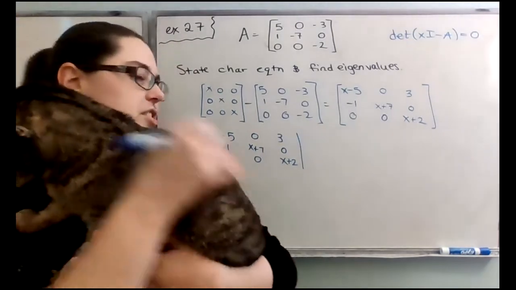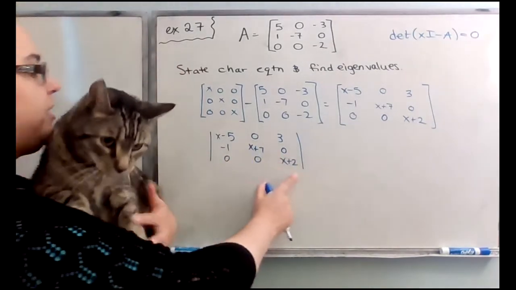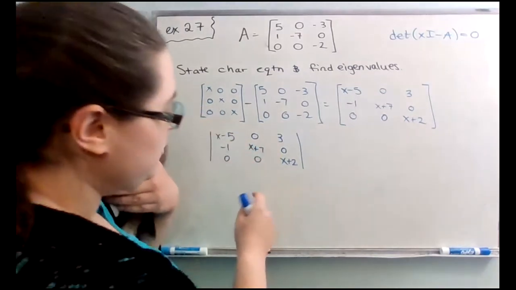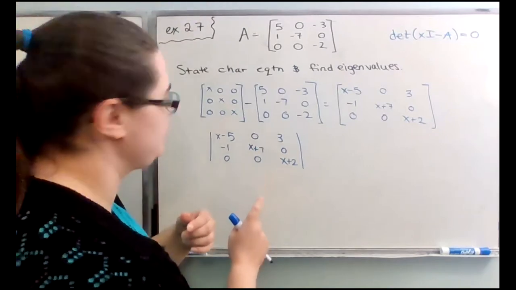In this case, I'm going to just use regular expansion along this last row because we have some zeros here. So that's going to be helpful.